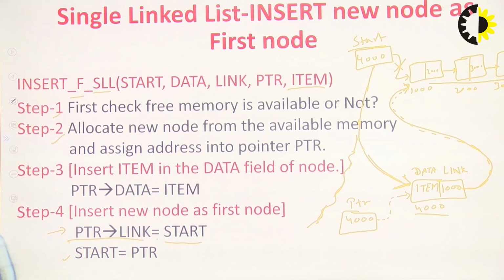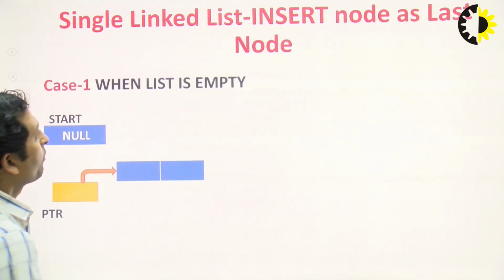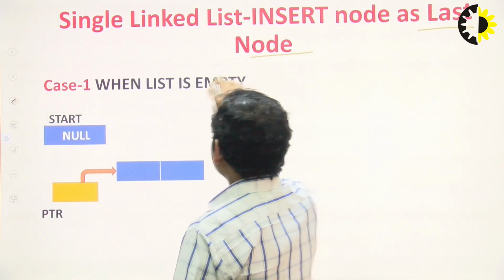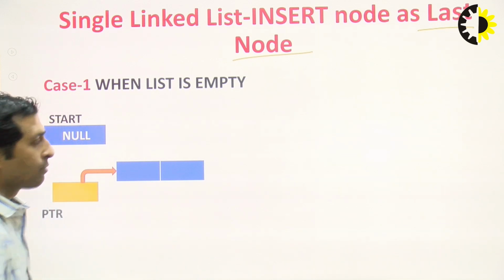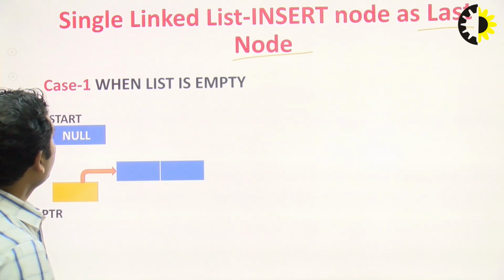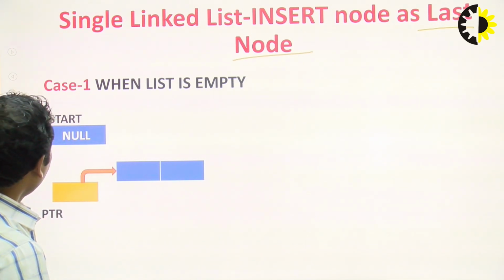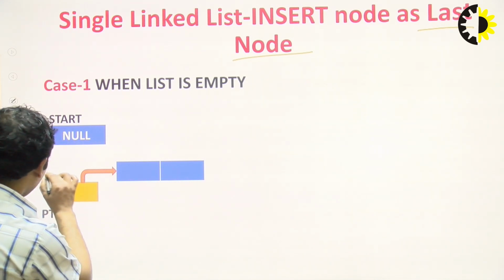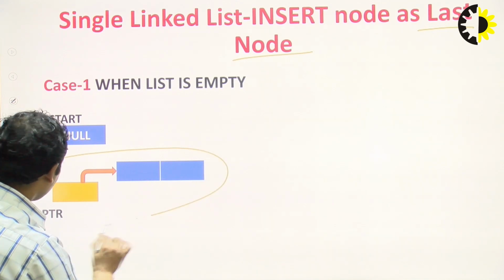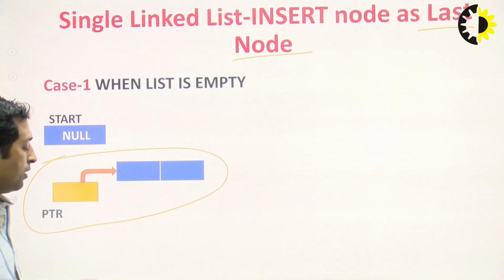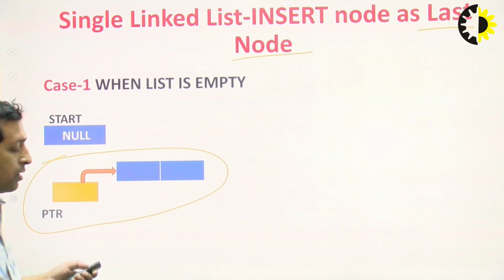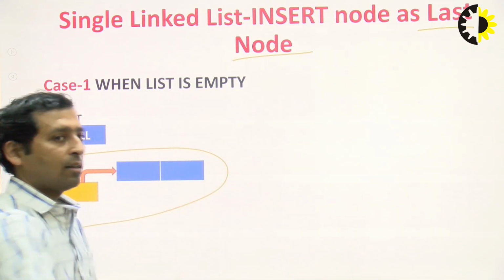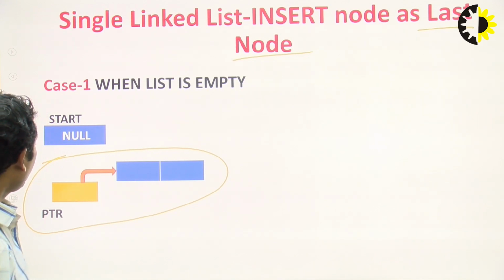Okay, this is clear, I think. Now insert the node at the last position of the linked list. Now how to do this? Very much similar to the first one, but we must traverse up to the last node, then perform the insertion operation.